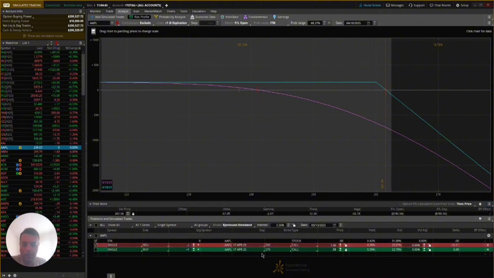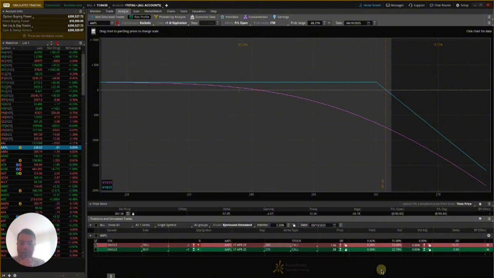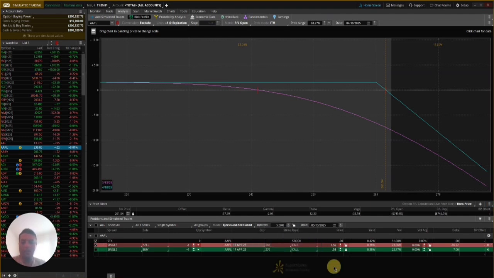That's one way of doing it. And the way you do that is you would right click here and then I think you go create an opposite order, or actually you can buy it back. You can do a close of this trade and then sell it again in the next expiration cycle. So you would buy it back because it's not a trade yet, it's not showing the rolling side of it.